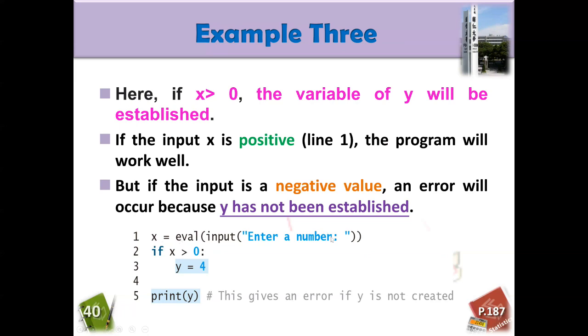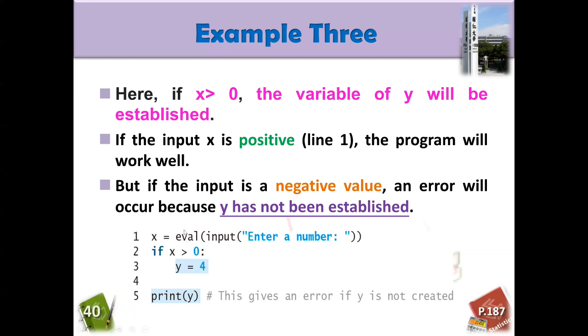So when you enter a number larger than 0, y equals 4, then we use print y because it's global. The y is not global because y is created inside. So when x is positive, then print y will work, because this is not a function, right? It's a condition. It's not a function. So y is a global variable, but it's only created when x is larger than 0.